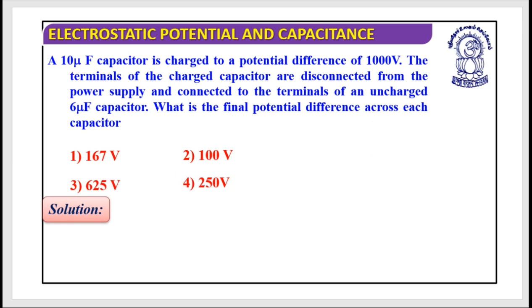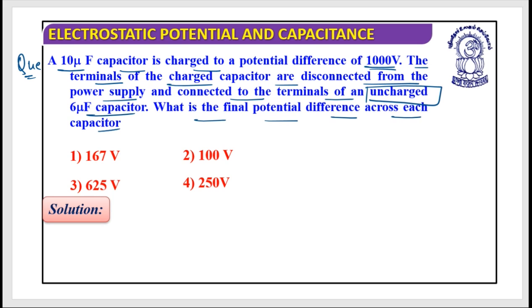Let's do it very quickly. Look at this. The question says a 10 microfarad capacitor is charged to a potential difference of 1000 volt. The terminals of the charged capacitor are disconnected from the power supply and connected to the terminals of an uncharged 6 microfarad capacitor. What is the final potential difference across each capacitor? So indirectly they want the value of V common.